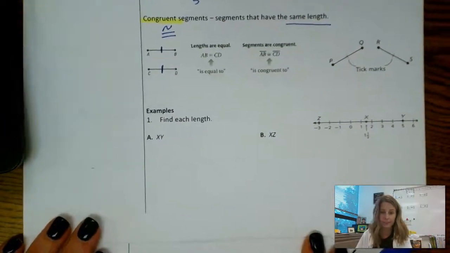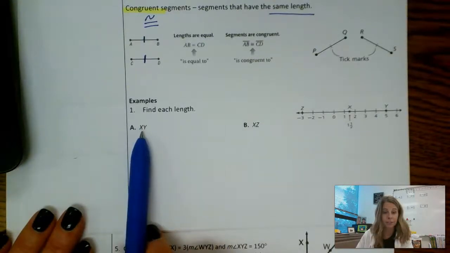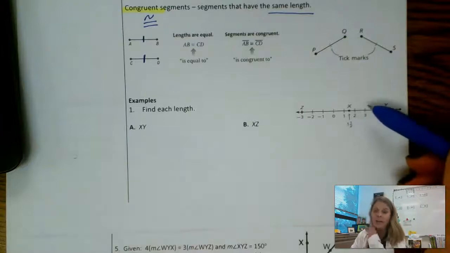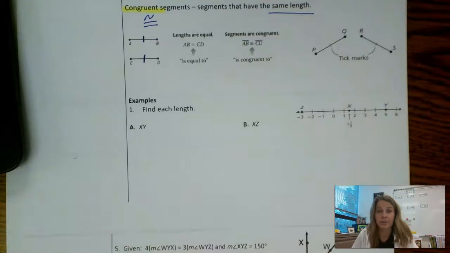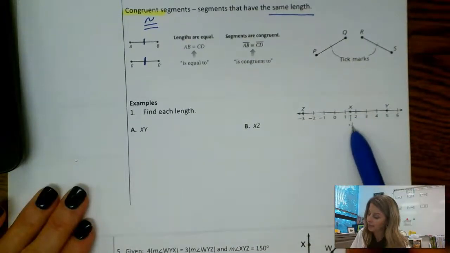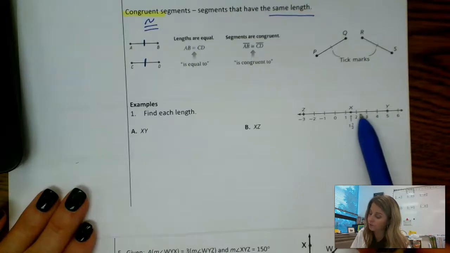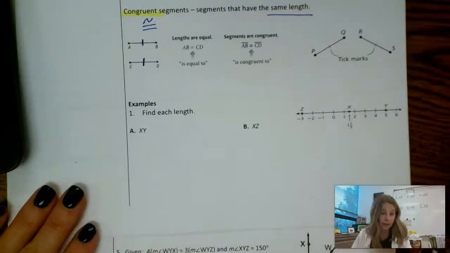Okay, let's find some lengths here. Find each length. Notice there's no bar above it. What's the length of XY? What's the length of XZ? I want to see how far apart X and Y are. You can count on the number line. If this is at 1.5 and this is at 5, you could even count: this is 1, 2, 3.5 units long. So the length of XY is 3.5.